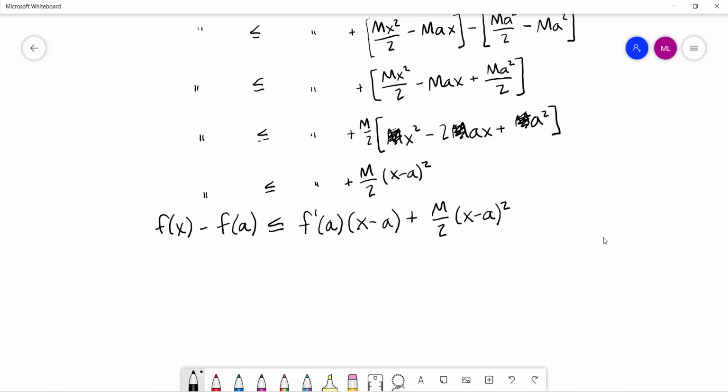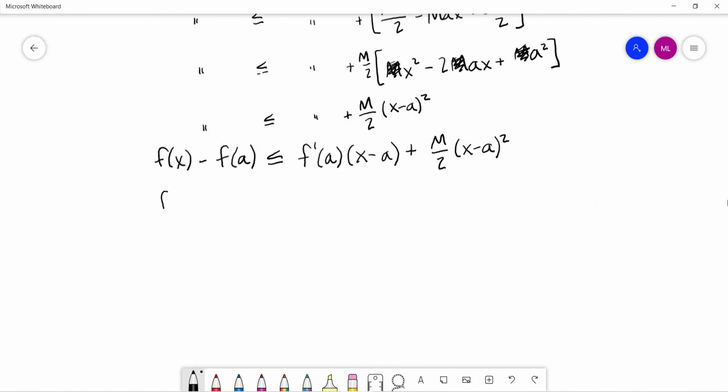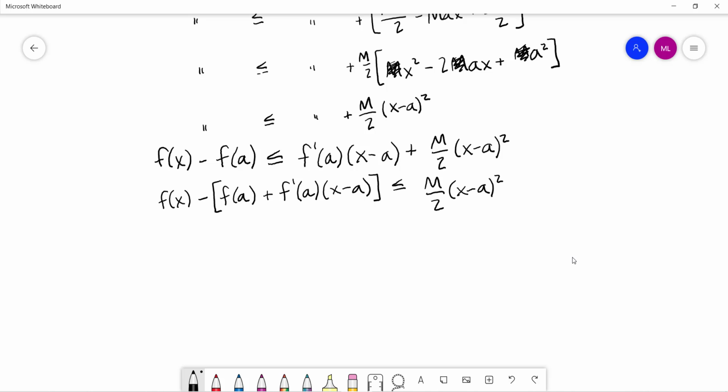Okay, so if I move this term over to the other side, I'm just going to do some algebra. We have f of x minus f of a, and I'm going to do this in parentheses, minus f of a plus f prime of a times x minus a, for expediency. When I pull this term over to the other side, it'll have a negative sign, but I'm basically factoring that negative sign out of both this term and the negative sign that'll be in front of this term and grouping them together. And that's less than or equal to m over 2 times x minus a squared. So we're actually getting pretty close at this point.